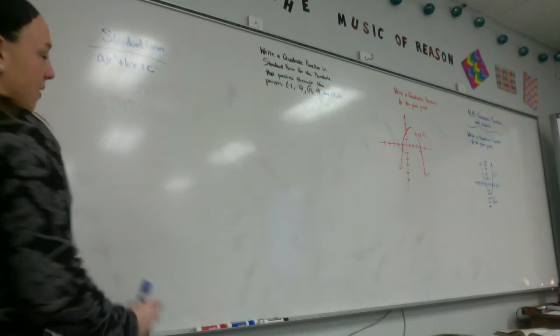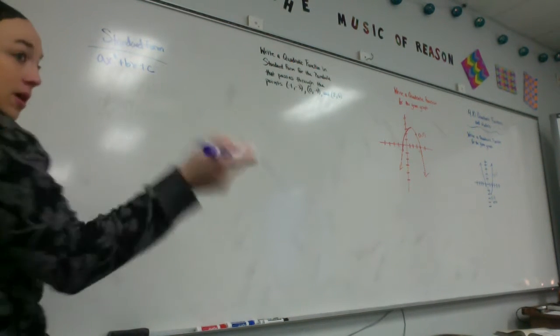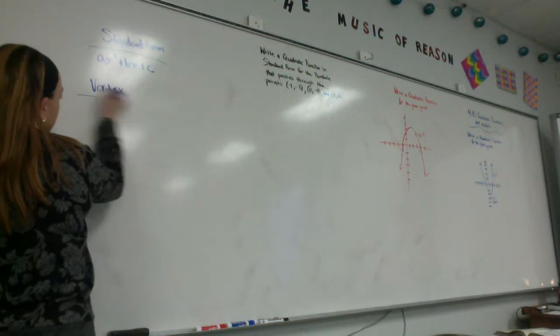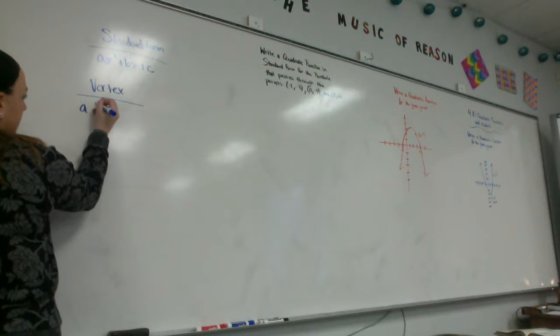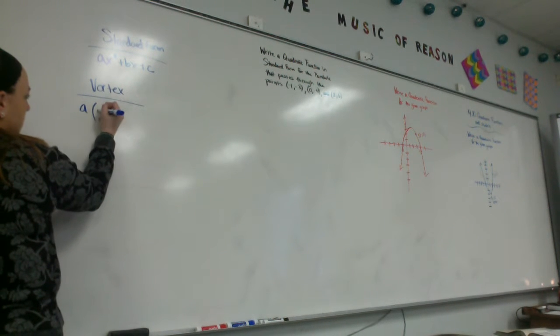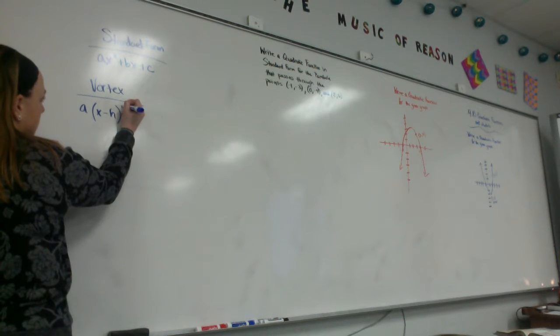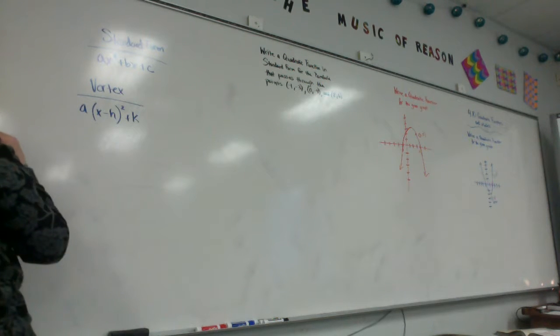What other form do we have? We got two more. Vertex. Good job. Vertex. And what does vertex form look like? a, and then parentheses, x minus h, squared, plus k. Beautiful. Good. You guys are doing good.